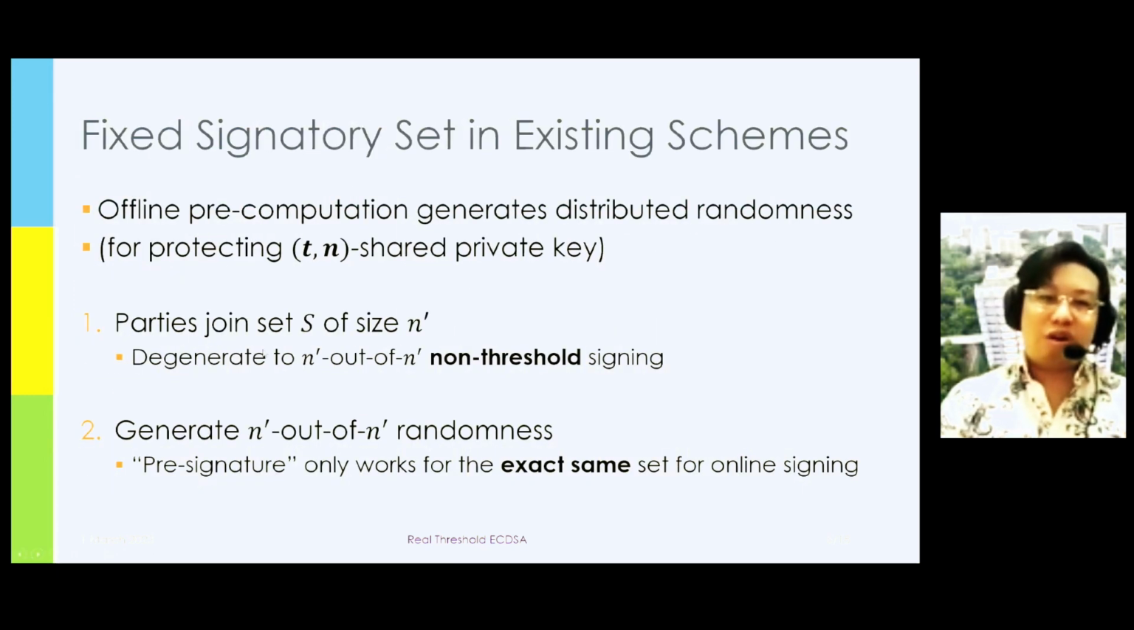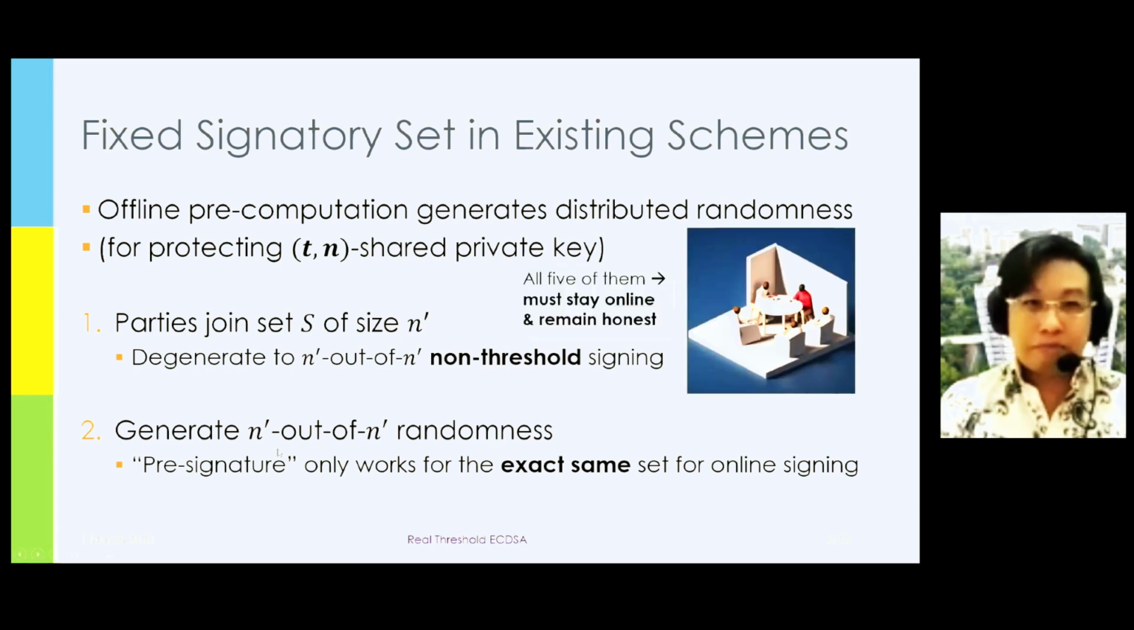So in the offline pre-computation, they will generate distributed randomness, but all those existing schemes that you have seen in the previous slide actually run in the following manner. The parties will join a signing set S of size n. Then after this process, the signing process basically degenerates to the n-of-n threshold signing. So they will proceed with generating n-of-n randomness, but those pre-signatures generated will only work for the exact same set for the later online signing process. So it is not that flexible, that's not really threshold.